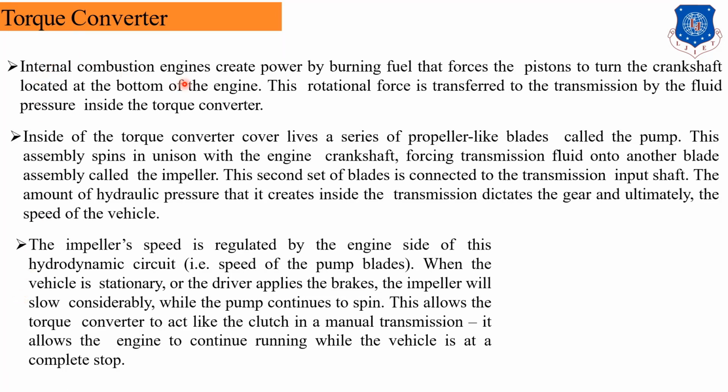The internal combustion engine creates power by burning fuel that forces the piston to turn the crankshaft located at the bottom of the engine. This rotational force is transferred to the transmission by the fluid pressure inside the torque converter. In the working of the IC engine, the fuel is combusted inside the cylinder, and the huge pressure from burning the fuel is applied on the piston to turn the crankshaft located below the engine. This rotational force is transferred to the transmission by fluid pressure.